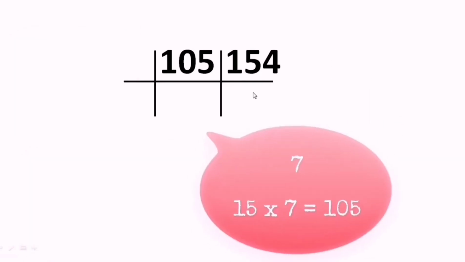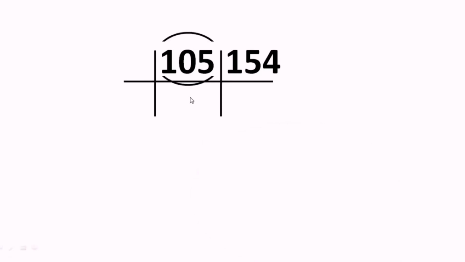That is 7. Yes, and the moment you think about 7 and you know the table, you will clearly get an idea that 105 is divisible by 7, because it is present in the table of 15. 15 sevens are 105. That means if you divide 105 by 7, you get the answer 15. So 105 is divisible by 7. So now we have to try whether 154 is also divisible by 7 or not.